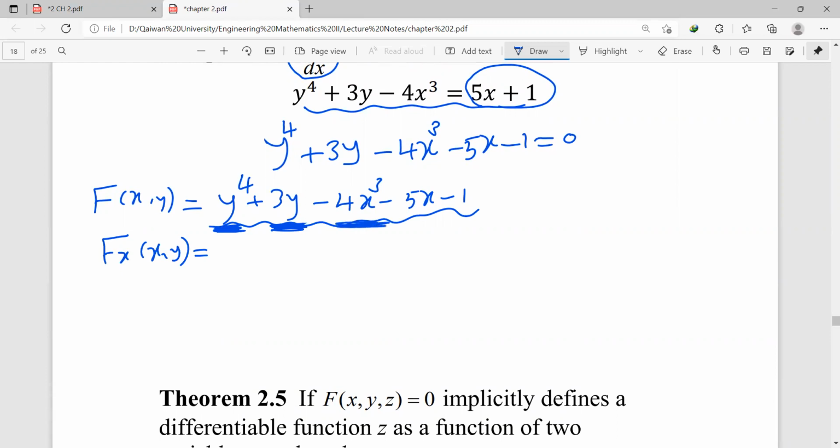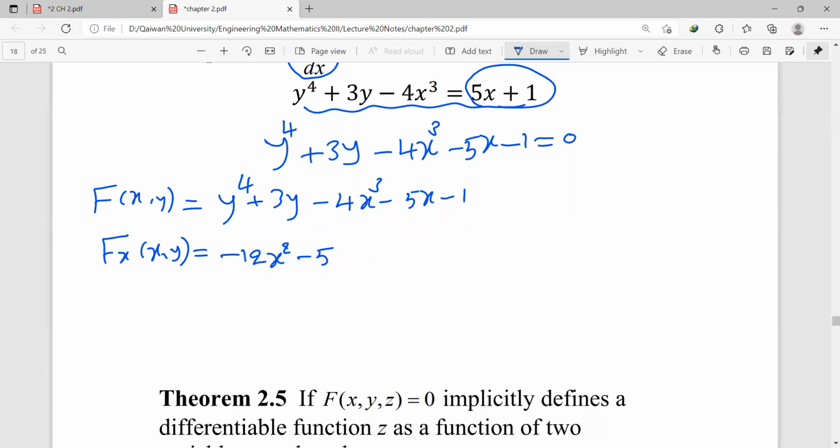And the third term becomes minus 12x squared. If we find the derivative of this term with respect to x, what do we get? It's minus 12x squared. How about minus 5x? The derivative of this with respect to x is minus 5. How about minus 1? The derivative is 0 because it's a constant. Now this is f sub x.